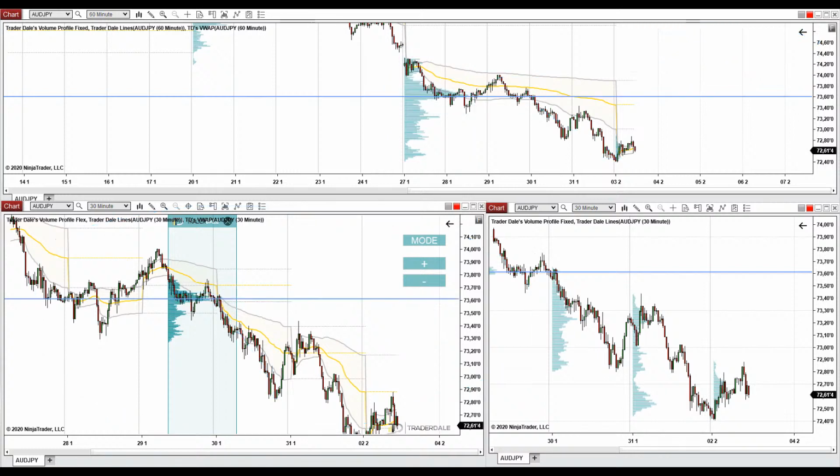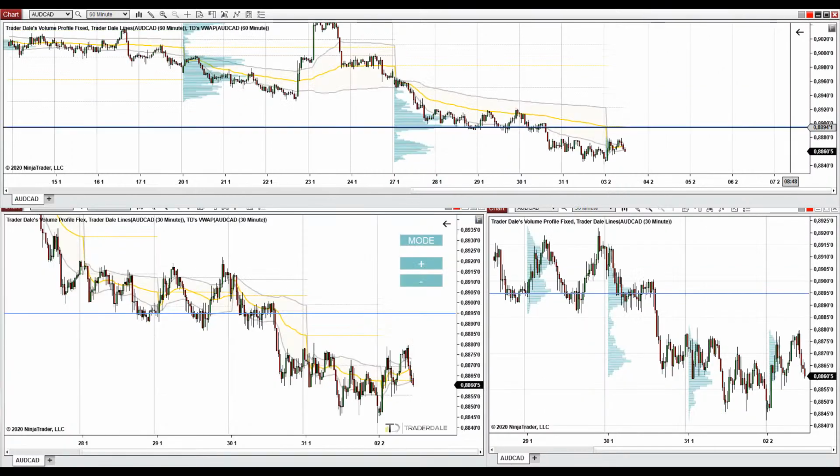Alright, so let's have a look at the last intraday trading idea. This one will be on the Australian dollar, Canadian dollar. Now this one is also very nicely visible if you look at the weekly profile. But let's start with the bigger picture, alright? So, strong selling activity, strong downtrend.